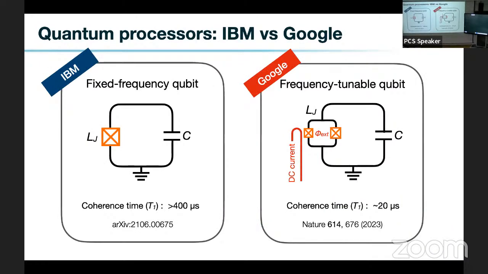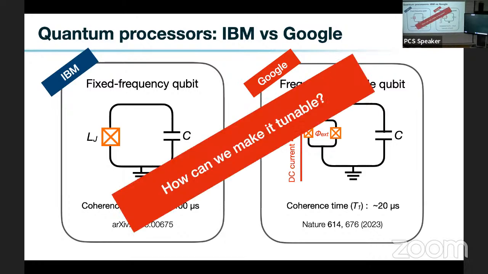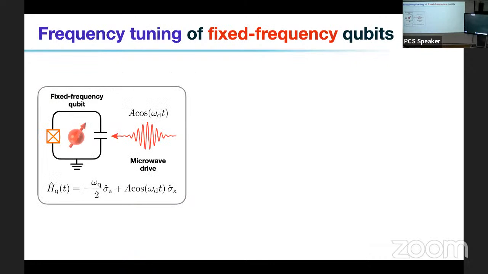As you can see from the previous explanation, we can implement the XY interaction using a frequency-tunable qubit. But as I told you, the coherence time is limited. So if we can make such XY interaction in the fixed frequency qubit, then we can take advantage of the high coherence, and we can do more versatile quantum simulation, right? So my question is, how can you make the fixed frequency qubit tunable?